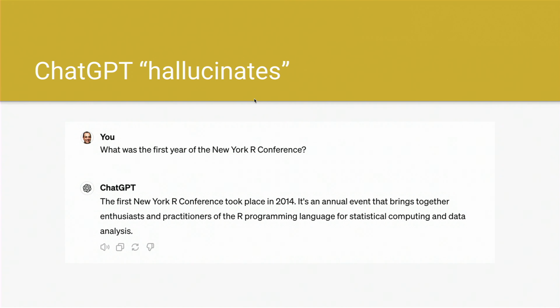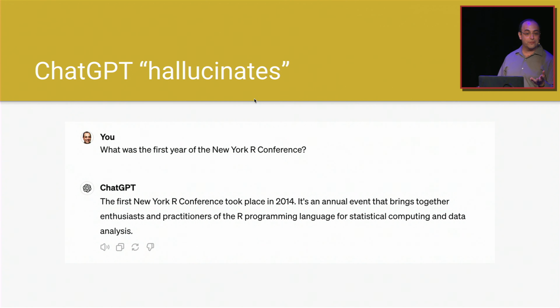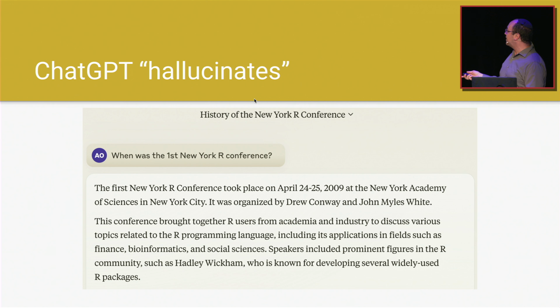I asked ChatGPT what was the first year of the New York R conference, and it actually said that the first one took place in 2014. I think everyone heard Jared earlier talk about how the first year was 2015. Personally, I believe Jared instead of ChatGPT. I then asked Claude, which is a different large language model by Anthropic, and it gave incredibly specific information about how it started on April 24th, 25th, 2009. It's sort of a combination because, as Jared said, April 2009 was the first R meetup, but it wasn't on April 24th and 25th, and it wasn't at the New York Academy of Sciences, and the conference wasn't set up by Drew and John.